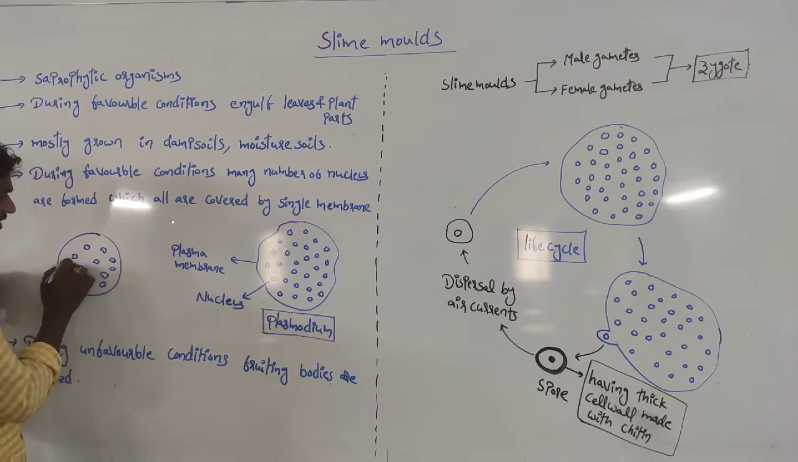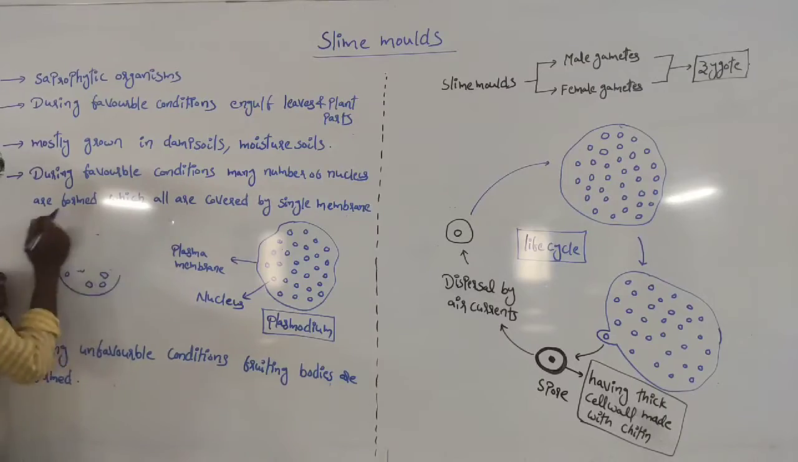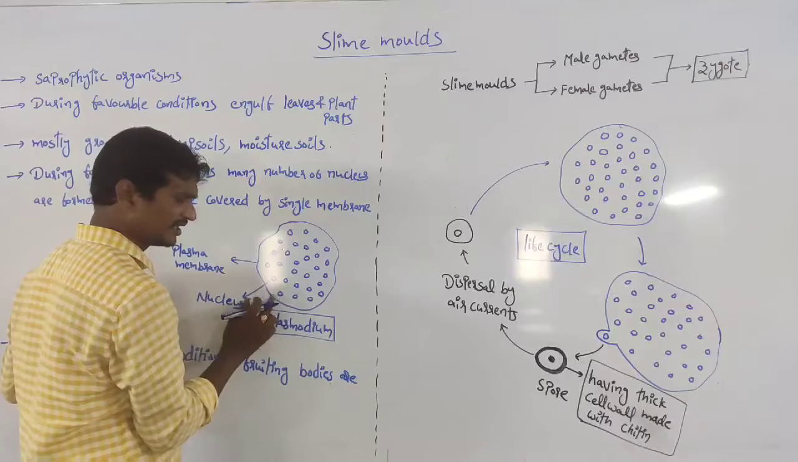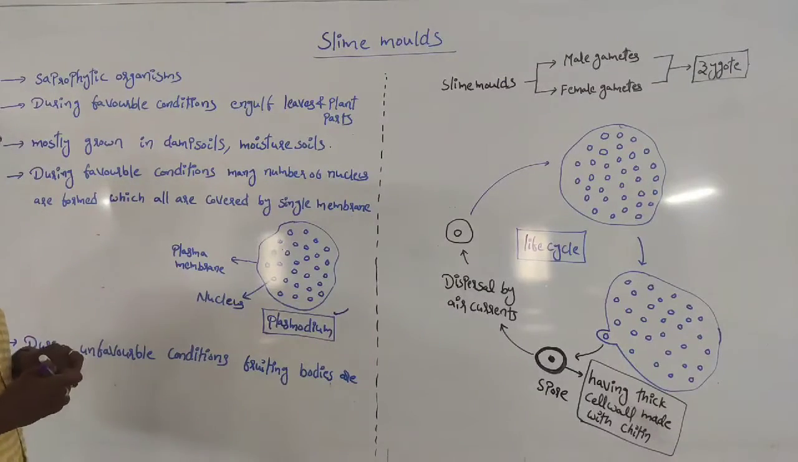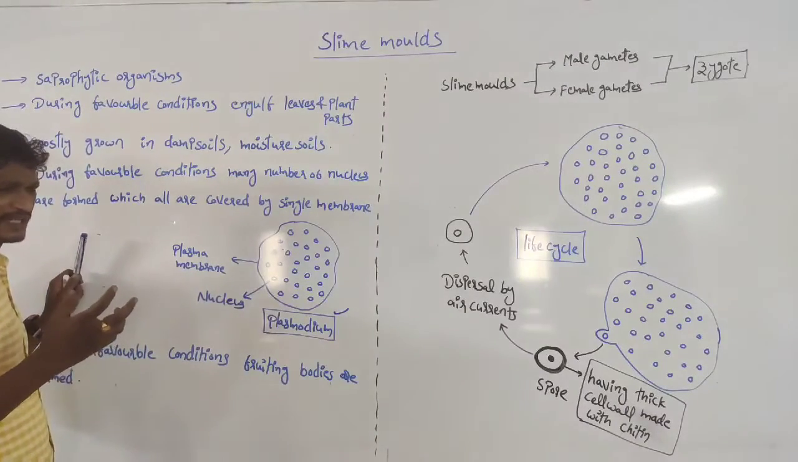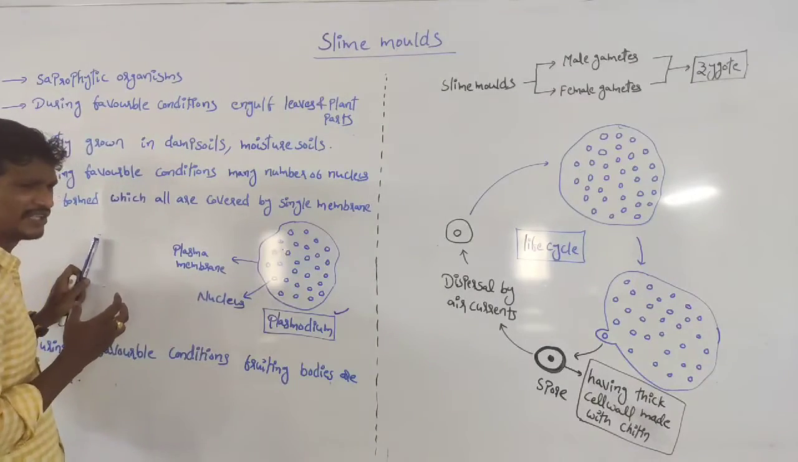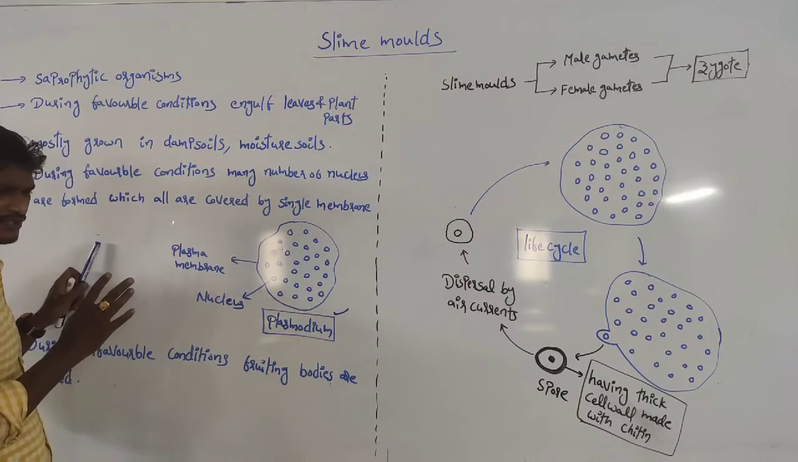So what I am trying to explain here is that inside the cell, many nuclei are there. Remember, all these nuclei are covered by a single membrane. This structure is called plasmodium. See, this is one of the origin steps for the multicellular organism, because before this, all organisms had a single nucleus, except prokaryotes. I am talking about eukaryotes.